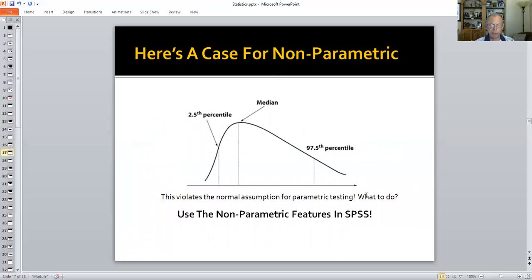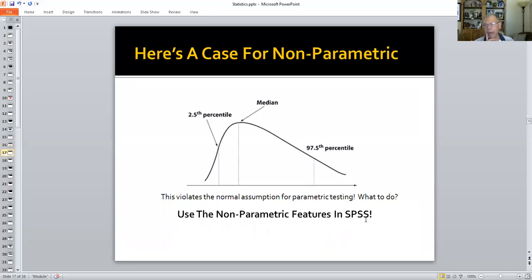This is no bell shape here. Okay, so this is not bell shaped at all. And here's the median. Yeah, it's going to be up there. It's the 50th percentile. Now, fortunately for us, we have our friend SPSS, who will do the non-parametric analysis for us. So that's the good news.